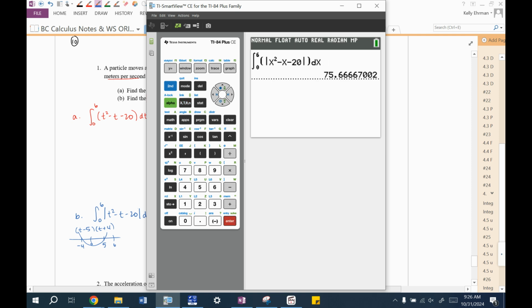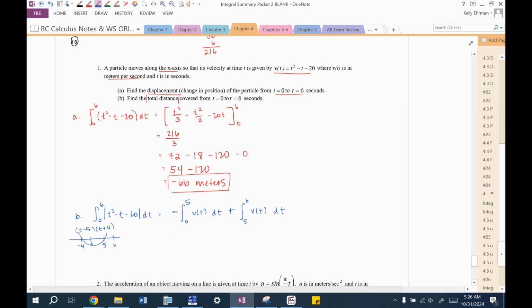So I'm getting 76.6 repeating. I could probably have a fraction answer if I did this by hand, but I'm just going to round this to 76.667. That's meters. It's a distance traveled. Good sign that it's in the ballpark of my other one. My other one's negative, but again, distance traveled is just saying how far are you going here.